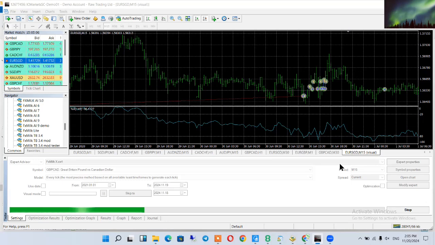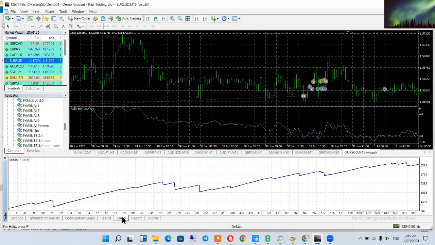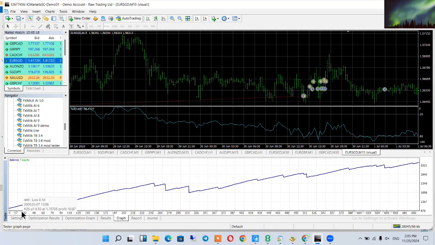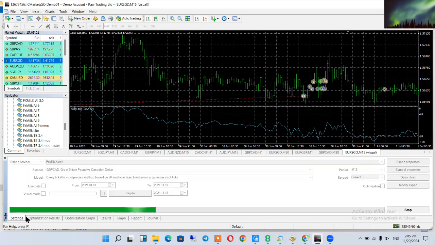We are close to halfway into the system, and let's check the graph. The graph is still looking nice. We are up around $3,300, $3,400 from our initial $1,000. That's about 300% already, and we still have more than halfway to go. So this is around maybe 45% done.